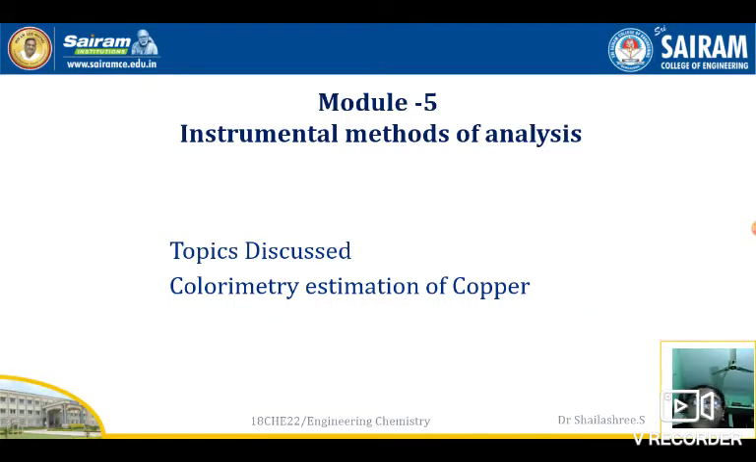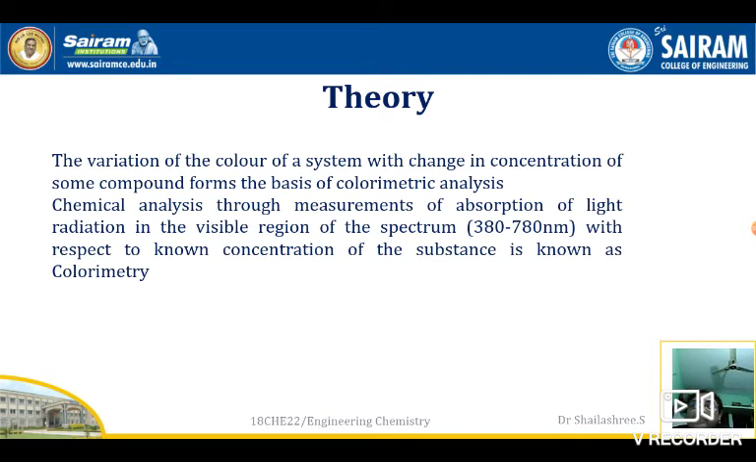Hi, here we are discussing the Part A instrumentation experiment, colorimetric estimation of copper. Here the theory of the experiment is that the variation of color of the system with change in concentration of some compounds forms the basis of colorimetric analysis.